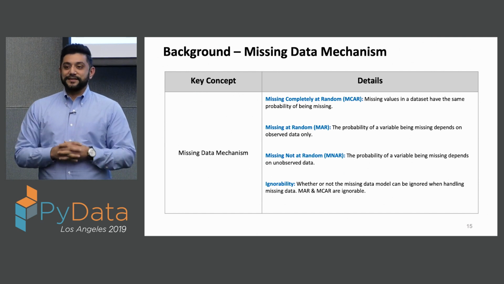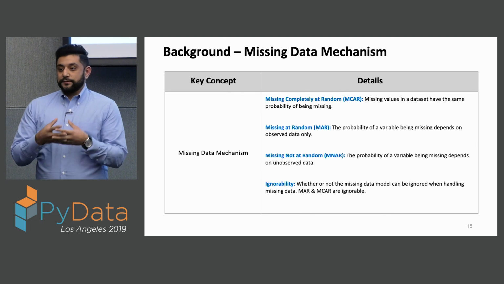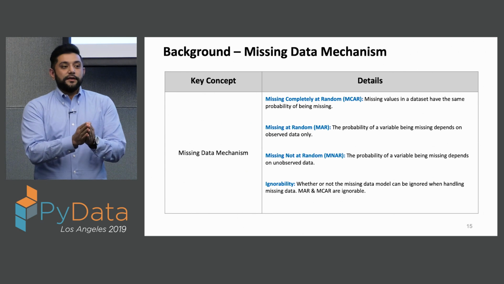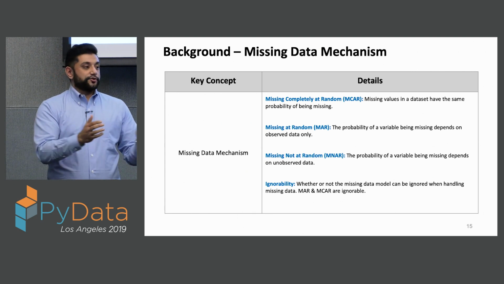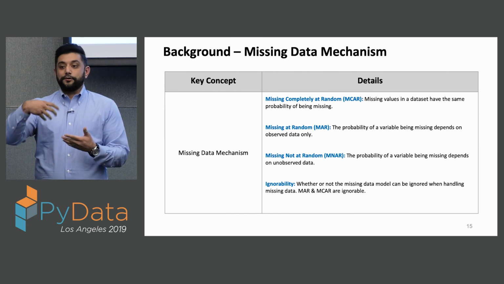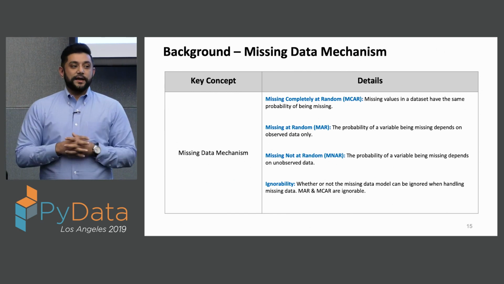And then the last piece is missing not at random, where we're actually causing missingness in our data set, and the probability of it happening is based on the unobserved variables. So we have no idea what's actually causing that missingness, and therefore we need to model that missingness itself to really understand why it's not at random.